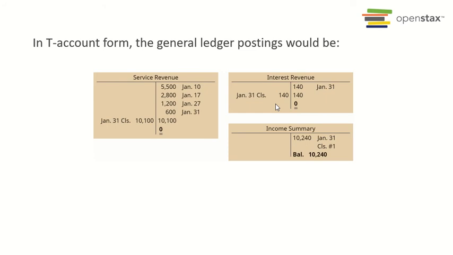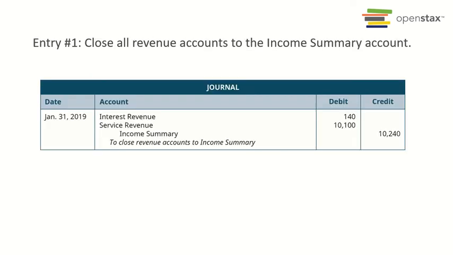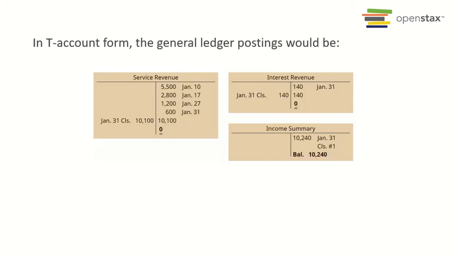Since we debit interest revenue 140 and debit service revenue 10,100, we need a credit. So we credit the income summary account. So now our income summary account has $10,240. So that's this closing entry posted to the T account. After that, our revenue accounts all have zero balances. Our income summary account has a balance.